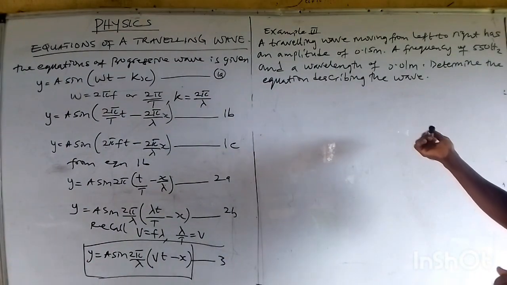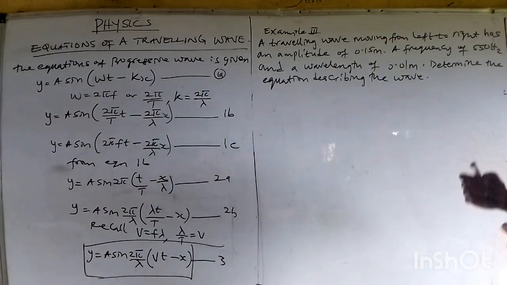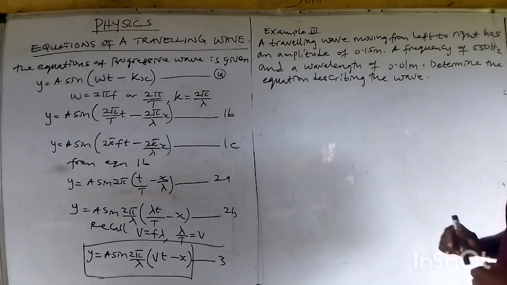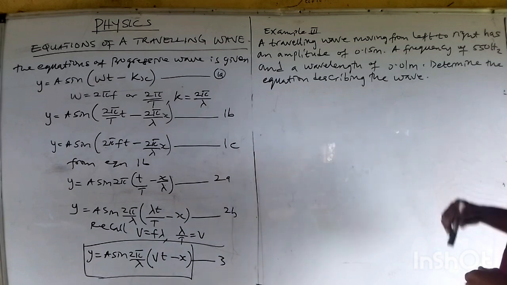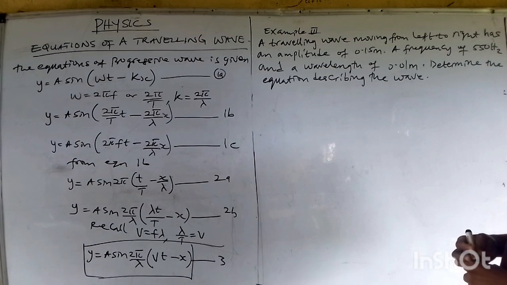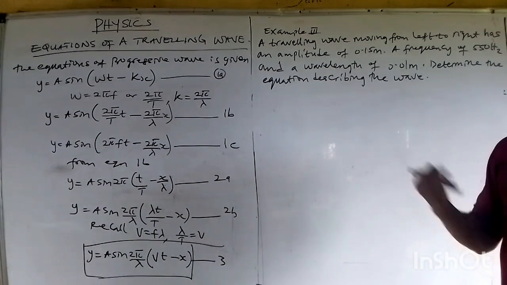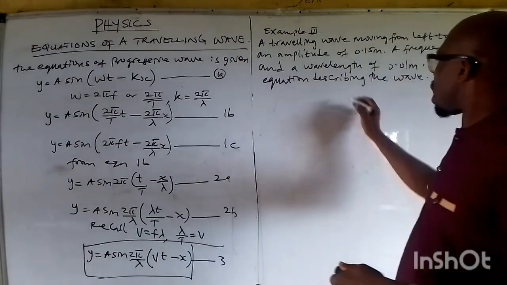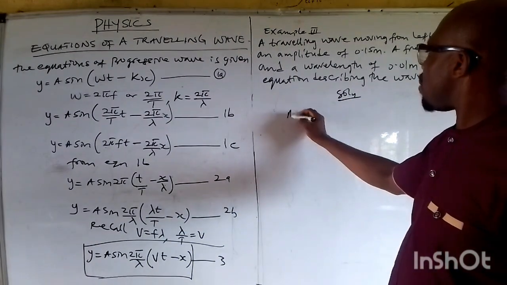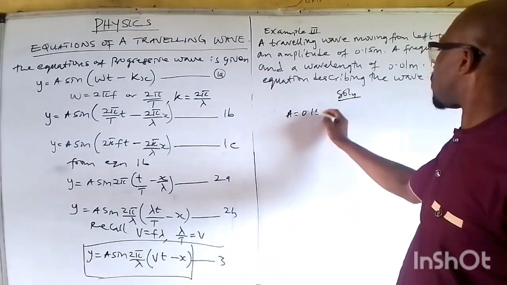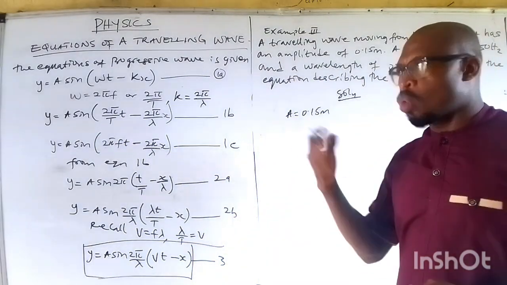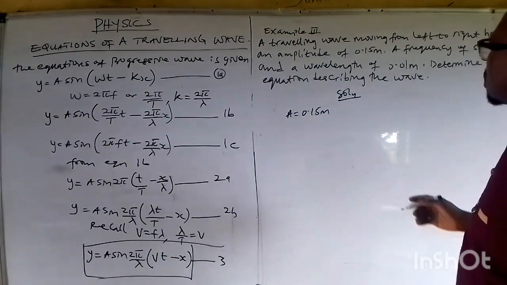Example 3, we have a traveling wave moving from left to right, has an amplitude of 0.15 meters, a frequency of 550 Hz, and a wavelength of 0.01 meters. Determine the equation describing the wave. Just as we did in our example 2, from here, we have the amplitude given to be 0.15 meter. And of course, this question came out in JAMB 2014, please.